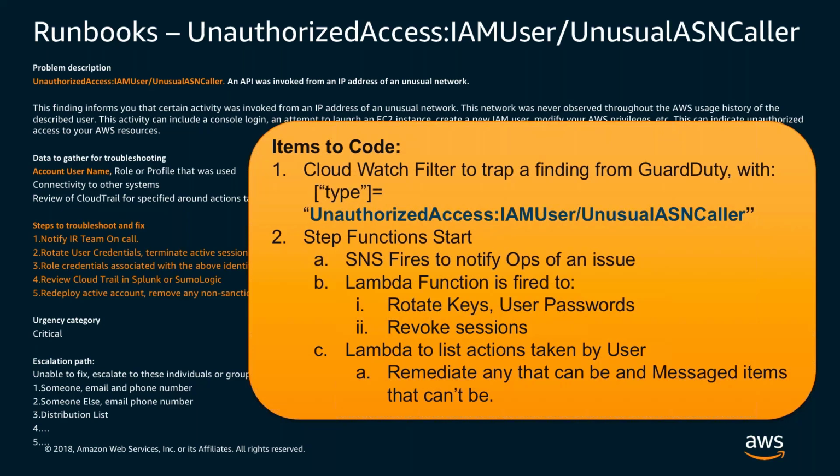So we're going to look at which user was used and we're going to rotate that user's passwords. Maybe we're going to just go ahead and revoke their keys entirely. We're going to revoke any sessions that they have active. And then we're going to write a Lambda to look at CloudTrail and see any actions taken by this user or instances touched by this user, right? This is something that we need to make sure that we do.